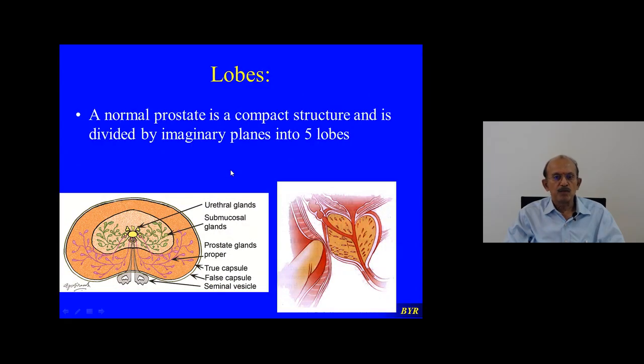What are these 5 lobes? A normal prostate, when you look at it, is a compact structure and is divided by imaginary planes into 5 lobes. So if you take the normal prostate and do a cut section or a coronal section, you will see only a compact structure. But by imaginary planes, it can be divided into 5 lobes: the anterior, posterior, middle, and 2 lateral lobes.